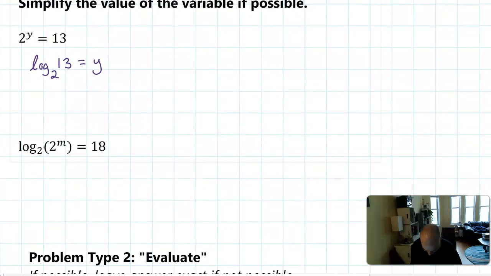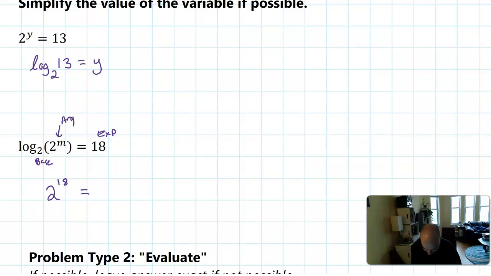Now what if you have a spookier expression? So this one seems like maybe we're trying to solve for m. We're trying to think about what do we do here? Well, it's a log expression, so one of the things you can do is just write it as an exponent expression. 2 is the base, so this is going to be 2. I'm going to write this out. 18 is the exponent, so this is going to say that 2 to the 18th equals the thing that was the argument, 2 to the m.